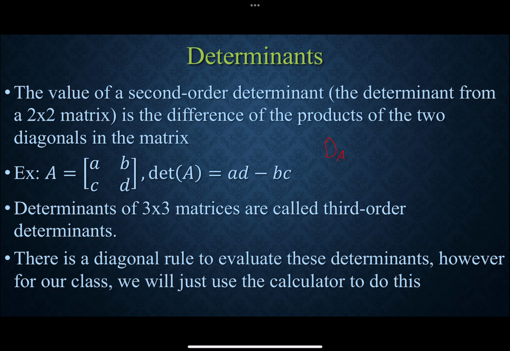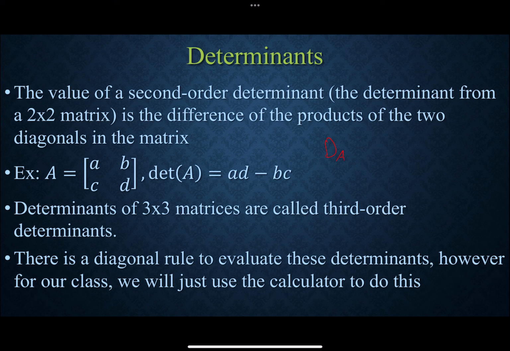The 3 by 3, third order determinant, is a bit more complicated. There is a rule for that, which we're not going to use really to solve these. In class, we're going to instead use the calculator. So make sure you're referring to the calculator video that shows how to use your TI-84 or TI-83 to identify your determinants. 2 by 2s, you can still use the calculator for as well. The calculator video will show that just to prove to you that it can work.